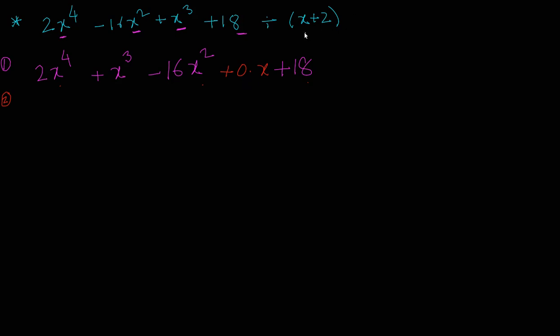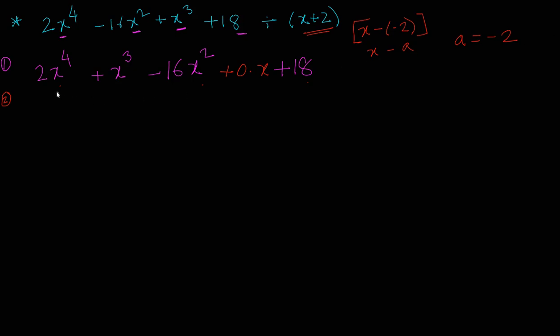Now let's focus on x plus 2. How can I write x plus 2? I can write x plus 2 as x minus negative 2. So this is of the form x minus a. What is my a here? My a is negative 2. Okay, so remember that.